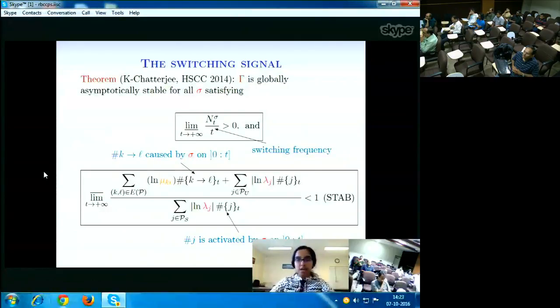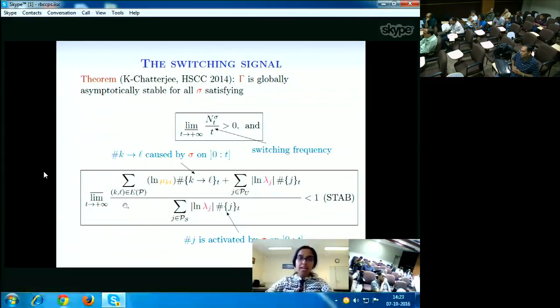Now let's fix the time t, which is strictly positive. So in the first condition, this term n sigma t gives the number of switches before and including t. Now this ratio of n sigma t to t is nothing but the switching frequency at time t. So this condition tells me that the switching frequency should not be asymptotically vanishingly small. Why is it required? This is required because we are considering unstable systems in the family. So if it so happens that an unstable system is activated and thereafter there is no switch, then the game is lost. But if one has only stable systems, one may of course get rid of this condition. Now coming to the second condition, we see a ratio.